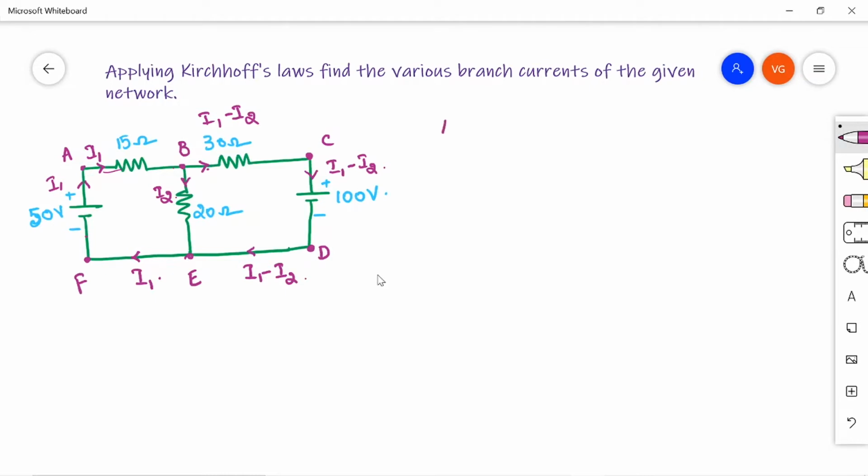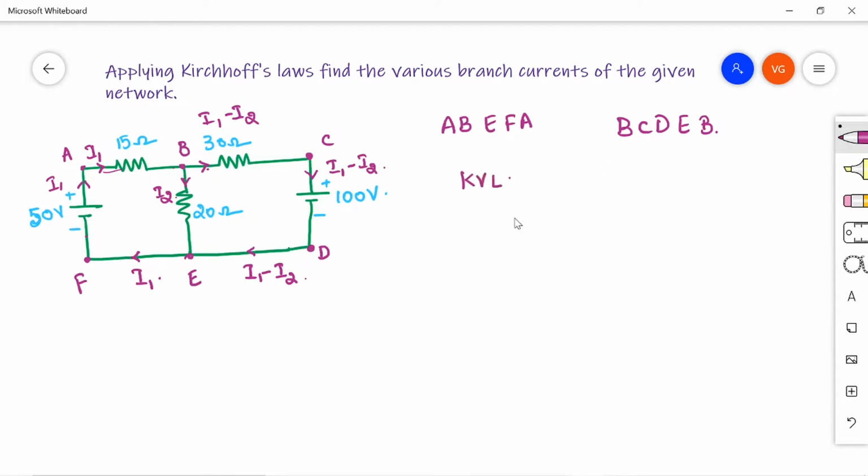So the two meshes I am going to consider here are A, B, E, F, A, and similarly B, C, D, E, B. You can take these two. Out of 3, you can consider any 2 here. So I am going to take these 2 loops. Now, you can apply your KVL.